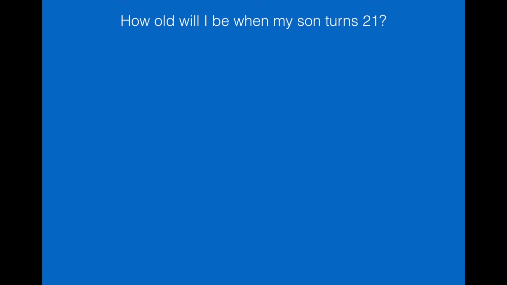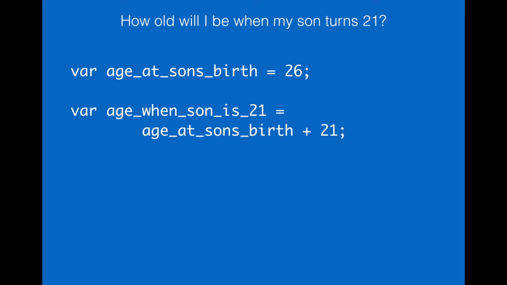Right, that's pretty simple. First, we need to know what? How old I am now? Well, if we need to know how old I am now, we'd need to know how old my son is right now, right? Why don't we start with how old I was when he was born? We start with how old I was when he was born, then we can just add 21 to it, right? So we could say age at son's birth is 26. And then age when son is 21 would be age at son's birth plus 21. You get it?